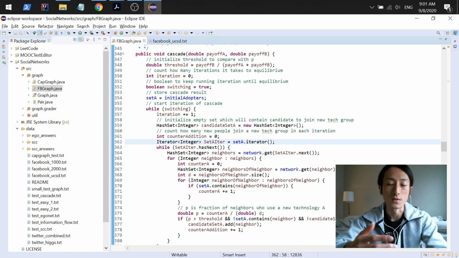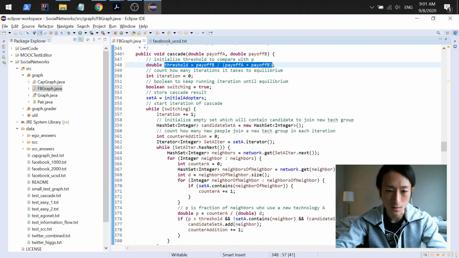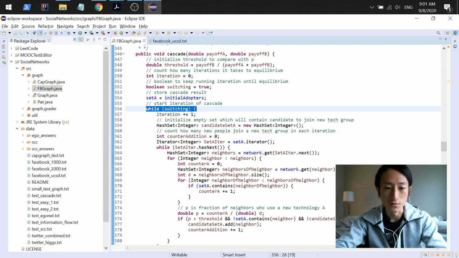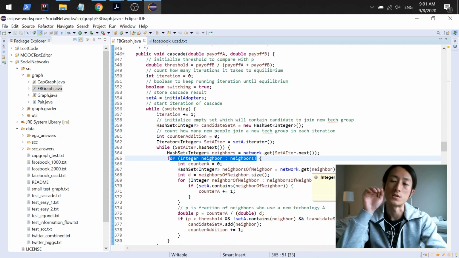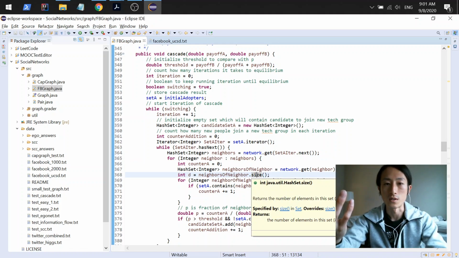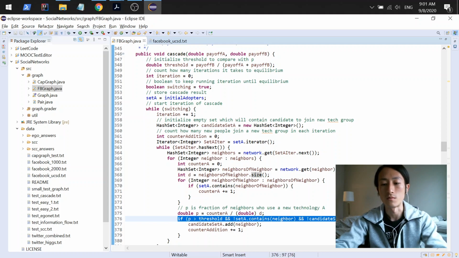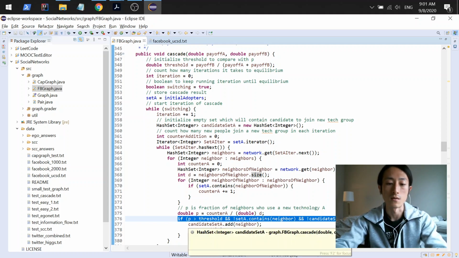So this is the method for the cascade. As you can see, we have payoff A and B, and then this threshold is the right-hand side of the equation. We just use a while loop and a for loop to go through many people in the Facebook data, and every time you check how many neighbors are using the new technology A, and what the ratio is. So this if conditional statement is the equation we just saw. P is compared to the threshold.